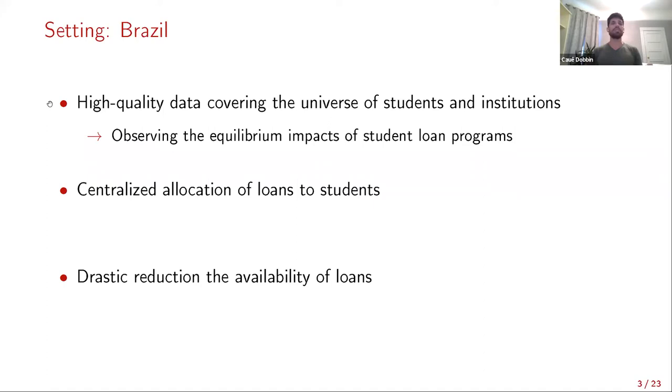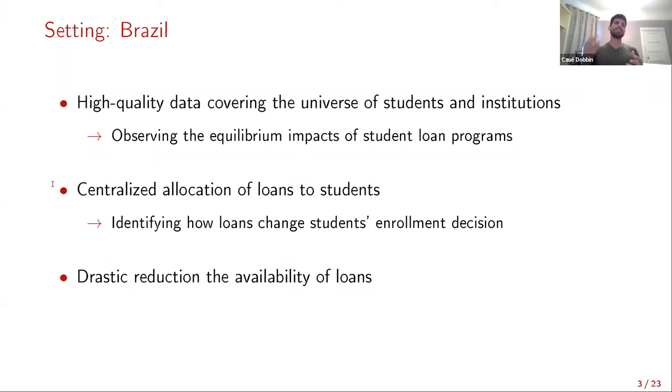A second feature of the Brazilian higher education market that is going to be very useful is the fact that the loan program is centralized and allocated using a rule that's the same across the whole country. And that's going to give us the data to see for each student exactly which students have a loan, which students do not have a loan, and also exactly why certain students have loans and certain students do not. That's for the whole country. So knowing exactly those rules and exactly who has a loan and who doesn't, we're going to be able to estimate how loans change student decisions.